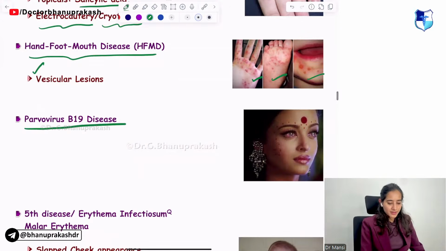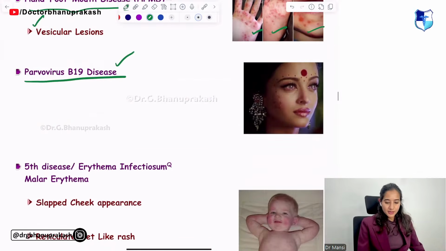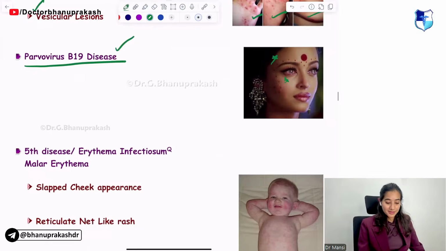Then we have parvovirus B19 disease. And in this, if you remember the Paro of Devdas, she was crying because she was slapped, not literally, but I want you to remember this. And she's known for the most beautiful eyes. The fifth disease, erythema. So EI can remind you of erythema infectiosum.